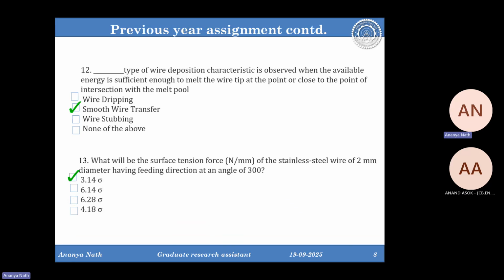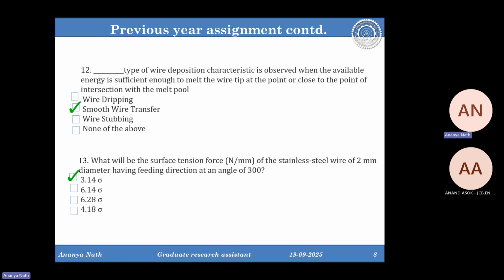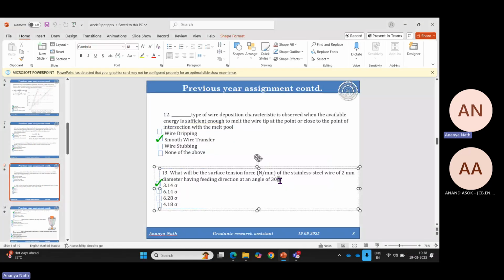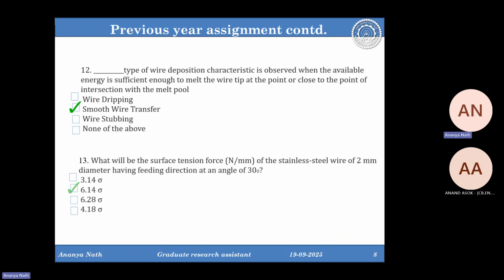What will be the surface tension force of the stainless steel wire of 2 diameter having the feed direction of 30 degree? It's 30 degree, not 300. I don't know. It's 30 degrees. The formula is not given here. You can find the formula in the PPT. It's very easy.